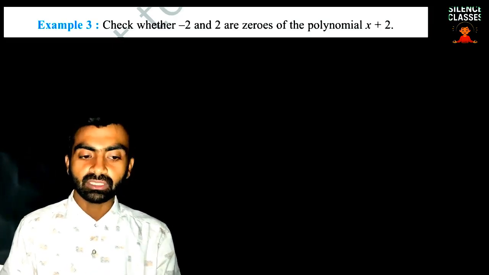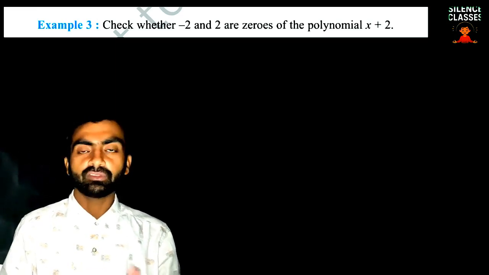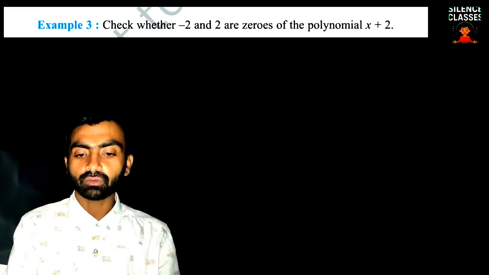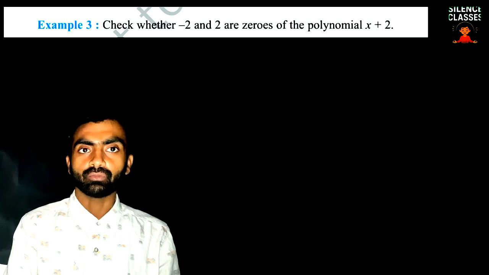Now let's move to the next question. Example number 3 is saying: check whether -2 and 2 are the zeros of the polynomial x plus 2. Zeros of the polynomial means in the place of x, if I put 2, what will come, and if I put -2, what will come.